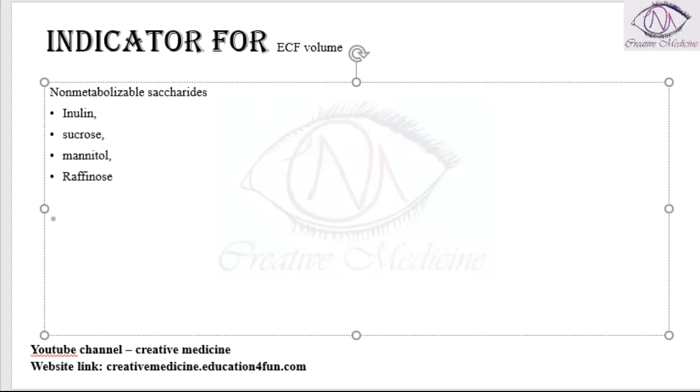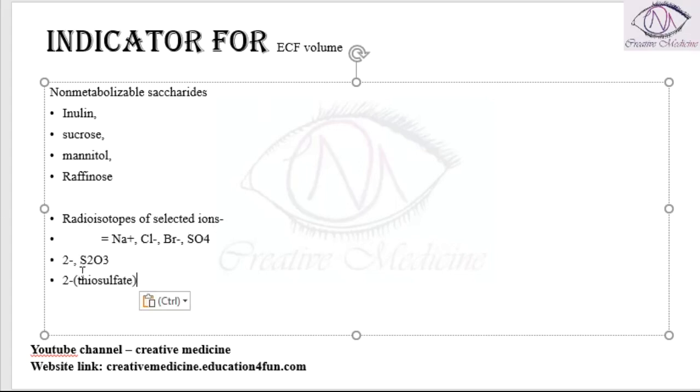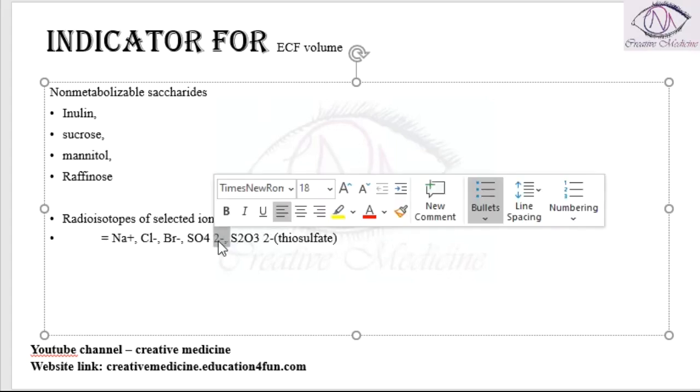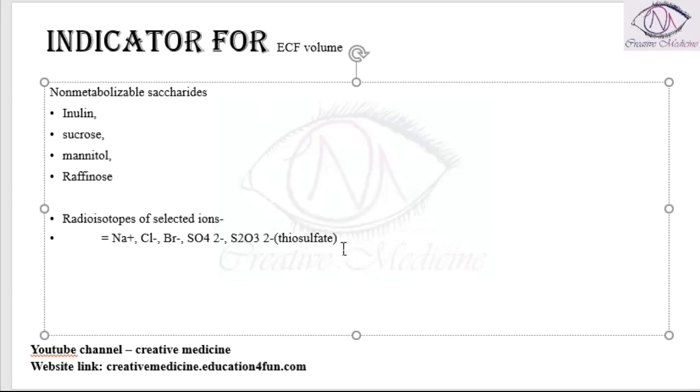Followed by that, we can also use radioisotopes of selected ions, like the radioisotopes of sodium, chloride, bromide, sulfate, and also thiosulfate. So sodium, chloride, bromide, sulfate, and thiosulfate can be used. These are the radioisotopes which can be used for extracellular volume measurement.